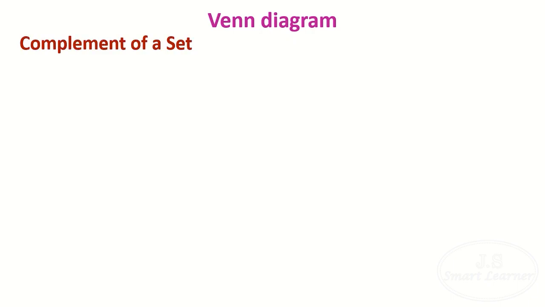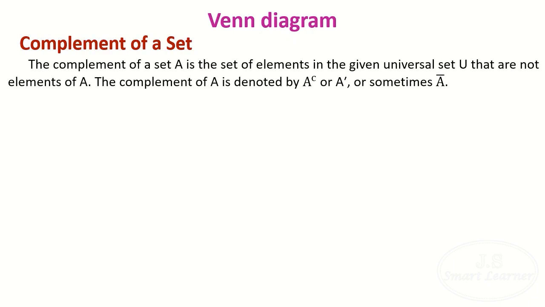Next, complement of a set. The complement of a set A is a set of elements in the given universal set U that are not elements of A. The complement of a set A doesn't contain elements of set A, denoted by A complement or A dash.